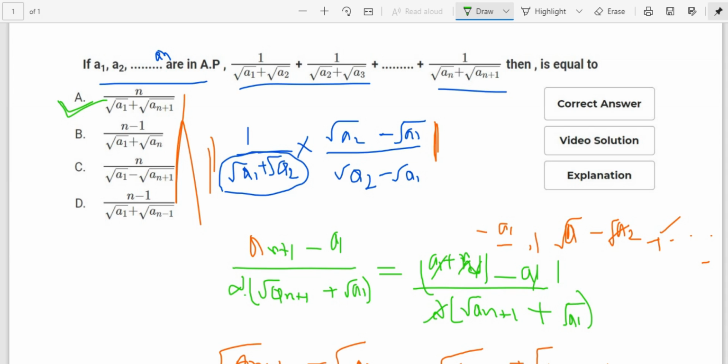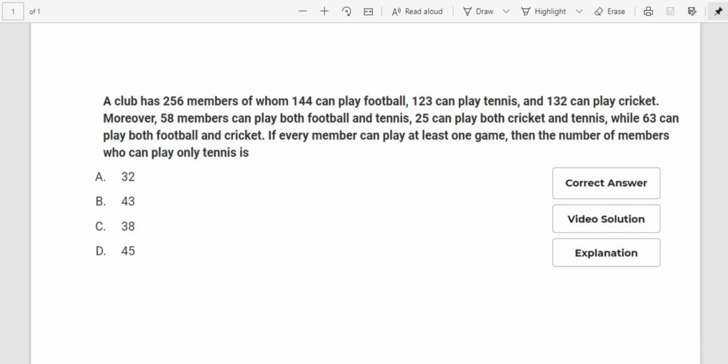I hope you are getting my point. Now solve the next question. Now I'm moving to the next question of the sequence of the quant section.